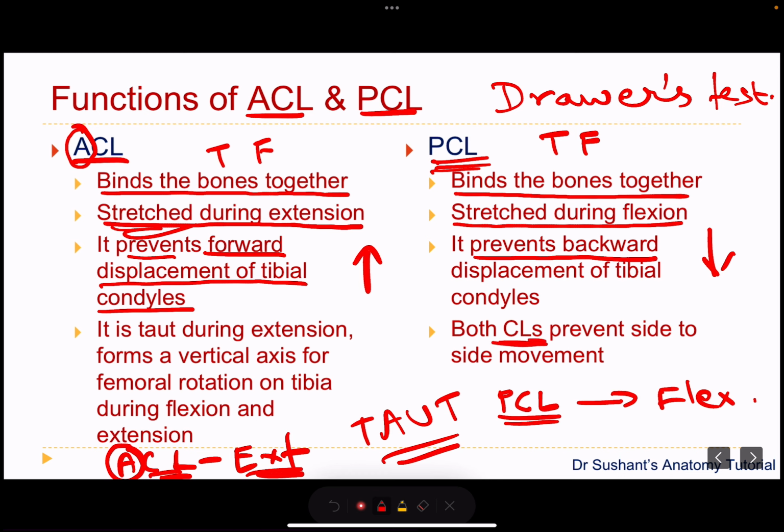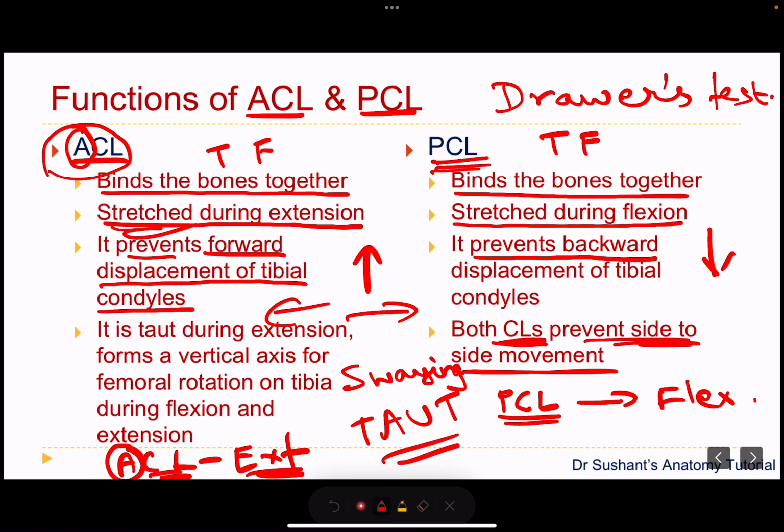And both the cruciate ligaments prevent side-to-side movement, the swaying of the tibia. Now, something about the anterior cruciate ligament: it is taut during extension and it forms a vertical axis for the femoral rotation on the tibia during flexion and extension. So these are the functions of the anterior and the posterior cruciate ligaments. All right.